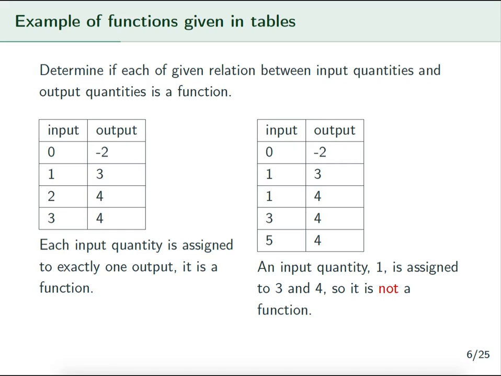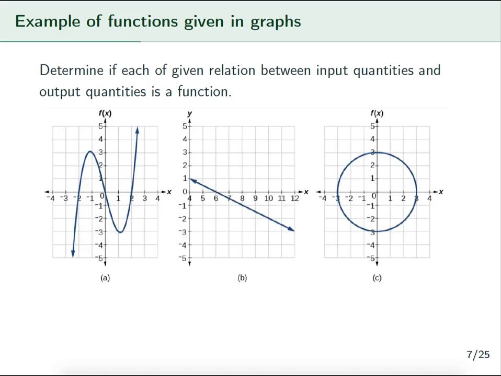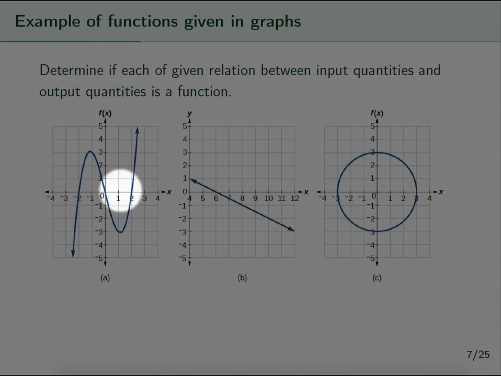So let's look at when a function is given in graphs. Determine if each given relation between input quantities and output quantity is a function. Here, similarly, we have to look at the graph, and let's see each input. Input value means x-axis in this case. Input quantity goes to only one output. So this is a function.